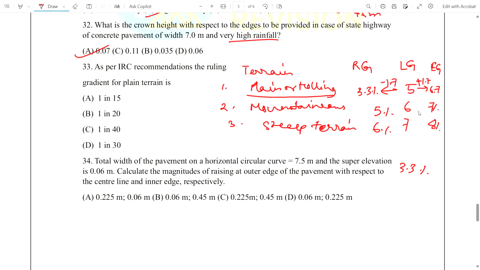Now if we know it is 3.3%, what we do is divide 100 by 3.3. As we all know, 3.3% means 3.3 by 100, but for cross slope, when we have to write 1 in something, we divide 100 by 3.3. What should our answer be? We get 30 point something.